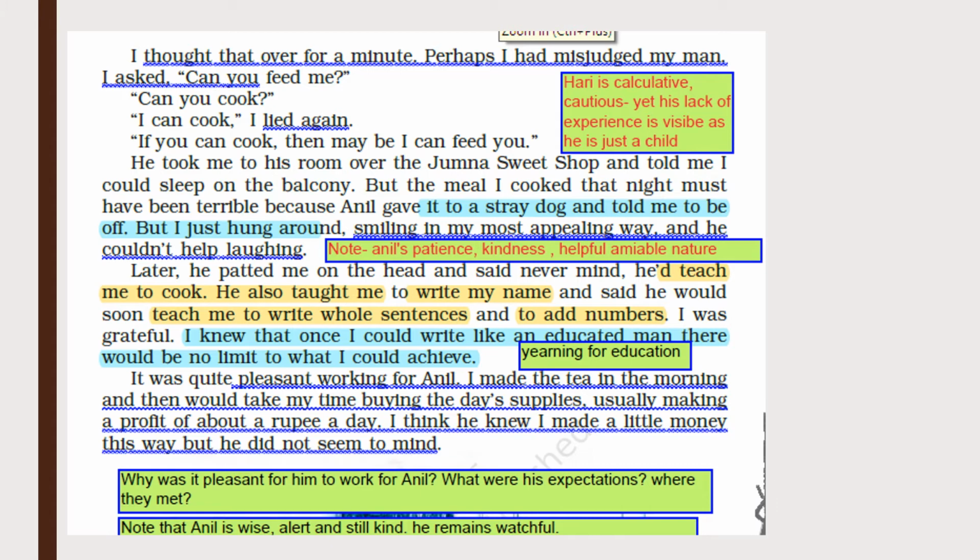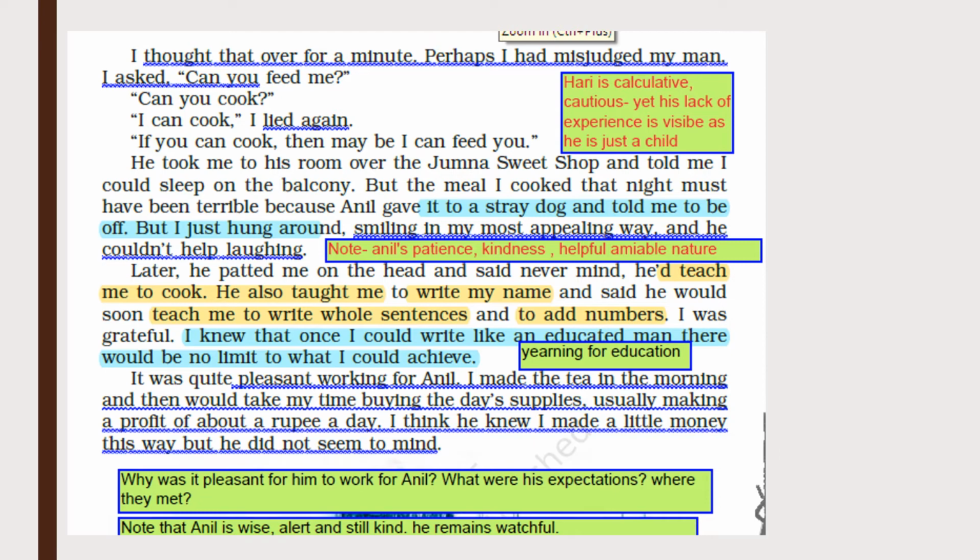I thought over that for a minute. Perhaps I had misjudged my man. Just now he has told us that he was very experienced, but just now he has committed two, three mistakes. We can see he told a lie about wrestling and he is caught. He calls Anil a wrestler and he is caught.